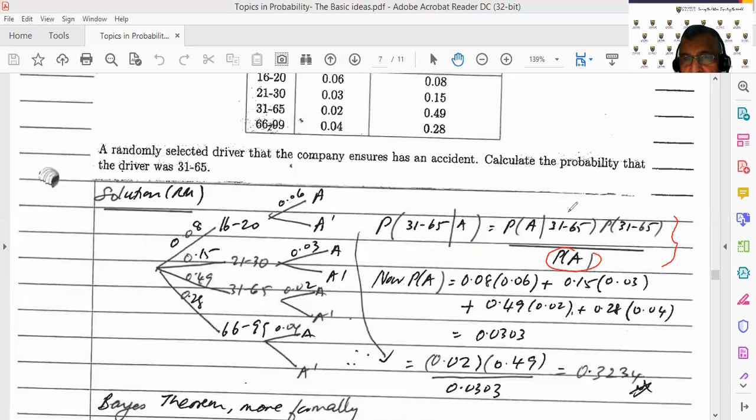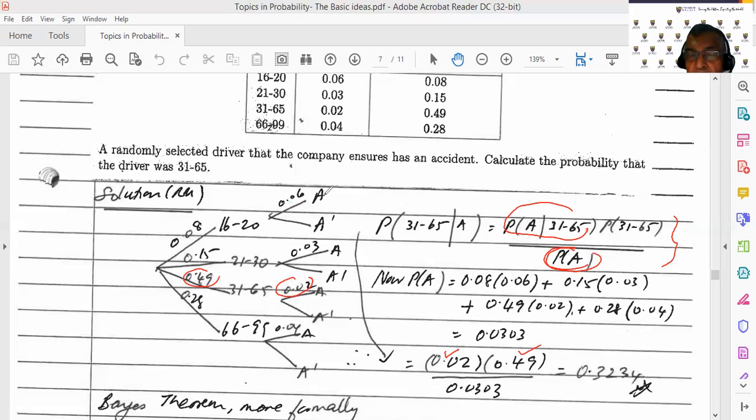This one here, do you know this number? Of course. A given 31 to 65. How much is that? 0.02. You know that number. That's easy. What is the probability of 31 to 65? 0.49. You know that number. Those are the easy things. You only have to spend a little bit of time working this, and I told you how to get it.